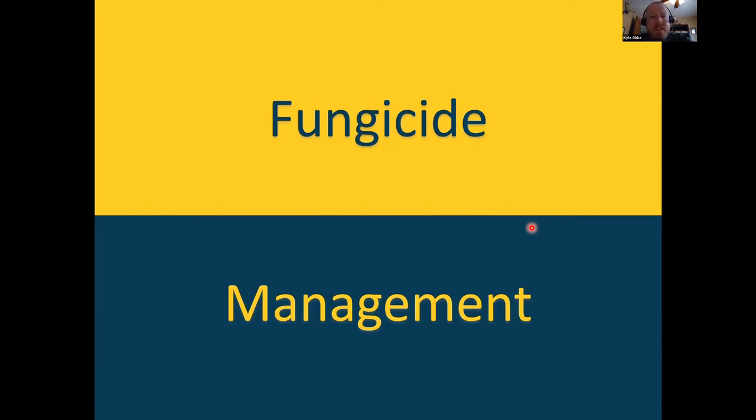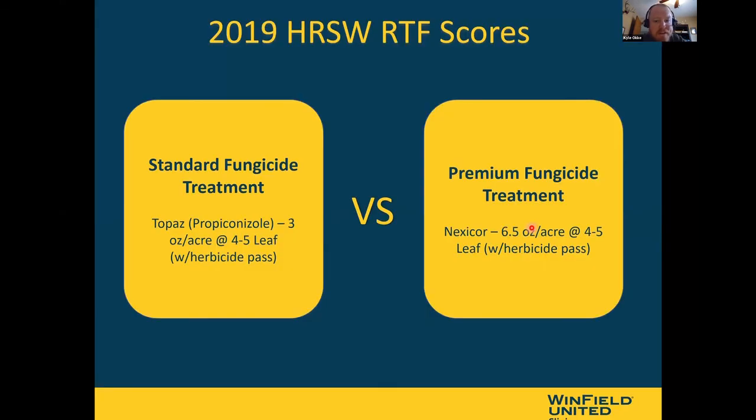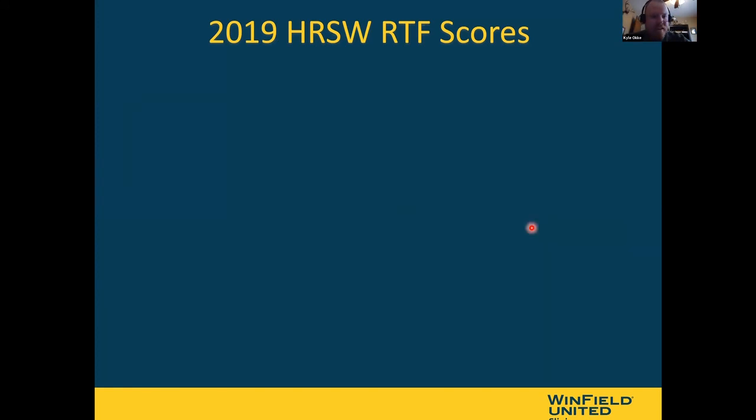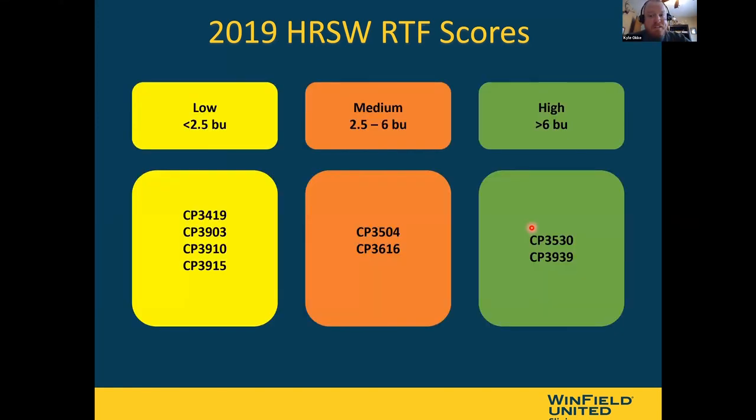And fungicide management, I'm just going to quickly breeze through this since I see I'm burning through my time here. But we do a response to fungicide in our trials. I don't have our 2020 data yet, but I've got our 2019, and we're just looking at a propiconazole at 5-leaf versus a premium fungicide treatment at that 5-leaf stage. And we're seeing some of our varieties getting more than a 6 bushel increase by going to a premium fungicide versus just a propiconazole.